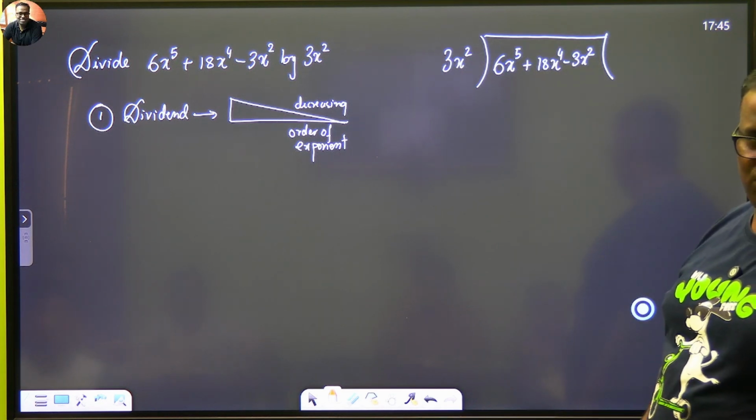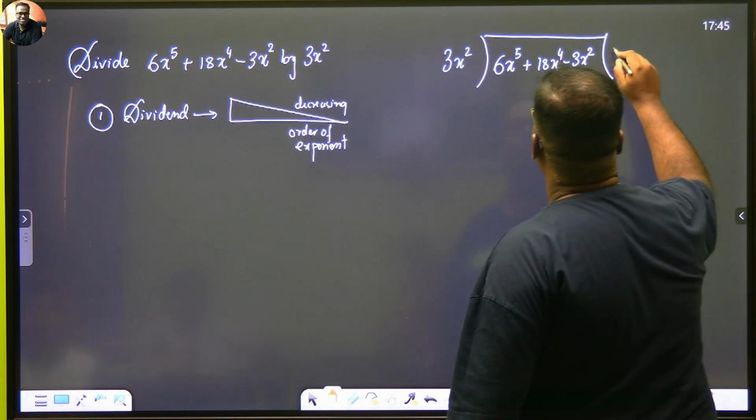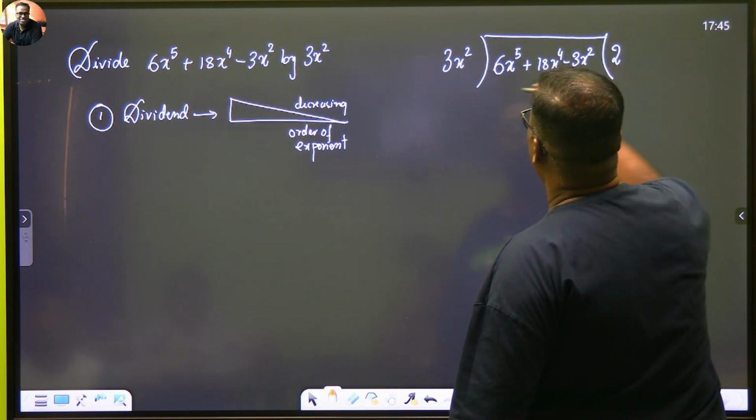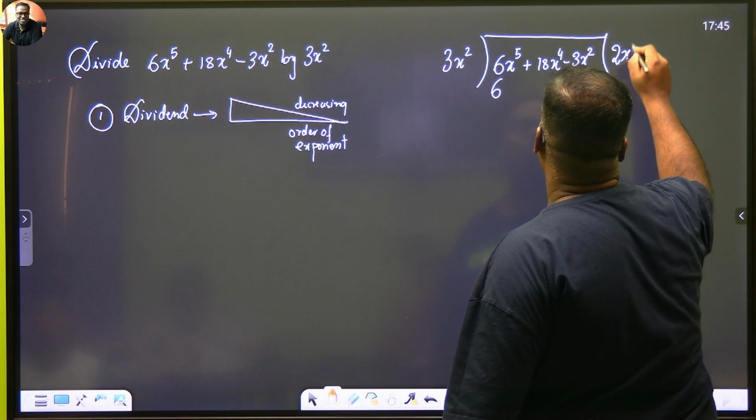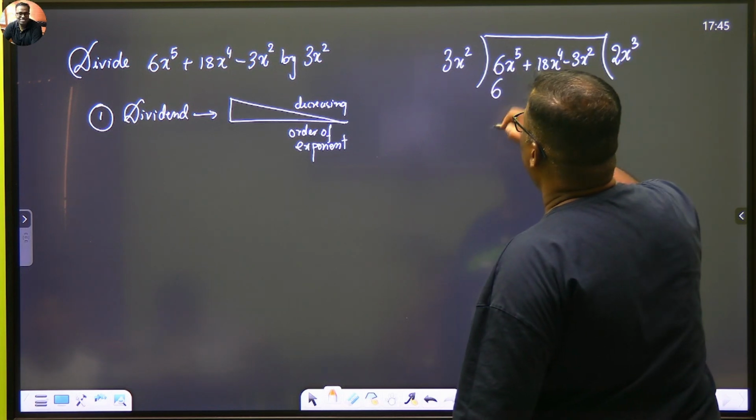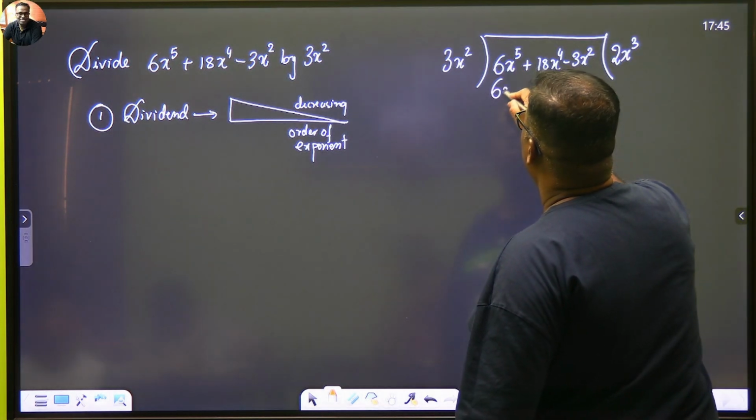Have you understood this logic? So I multiply this with 2. So 3 into 2 will give me a 6. X square, if I take a x cube out here, then this becomes what? X to the power 5.